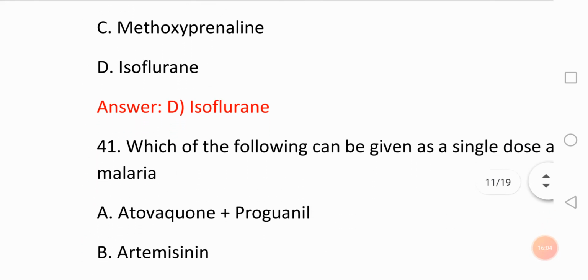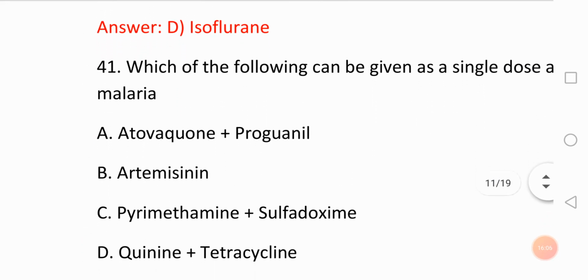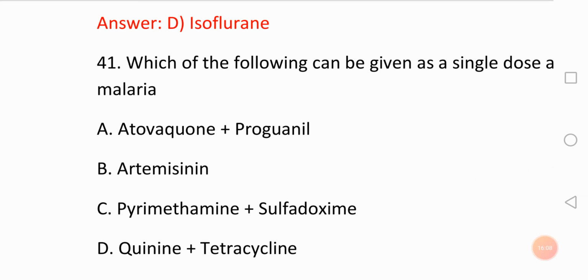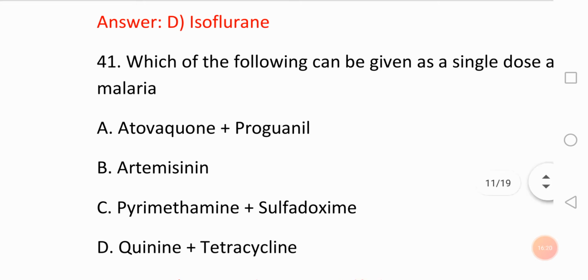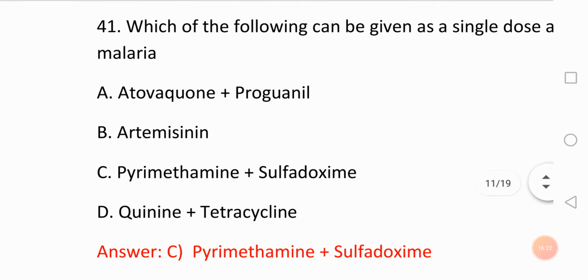Next question. Which of the following can be given as a single dose for malaria? A. atovaquone plus proguanil, B. artemisinin, C. pyrimethamine plus sulfadoxine, D. quinine and tetracycline. And the answer is C, pyrimethamine and sulfadoxine. It is contraindicated in infants, pregnant women, and patients allergic to sulfonamide.